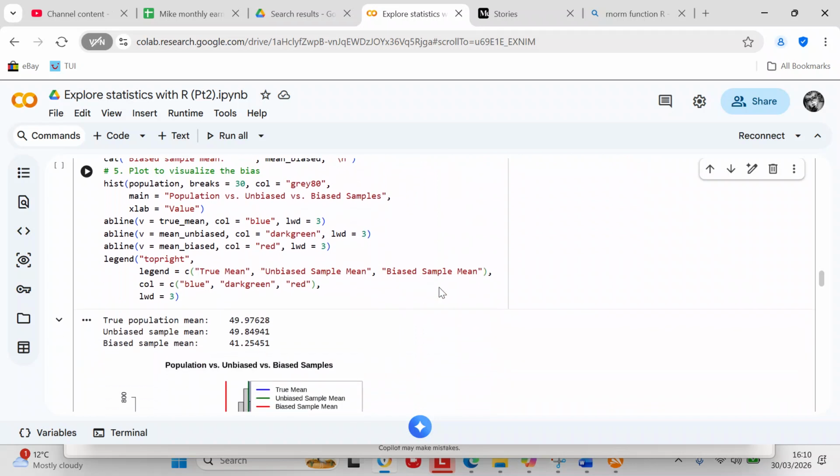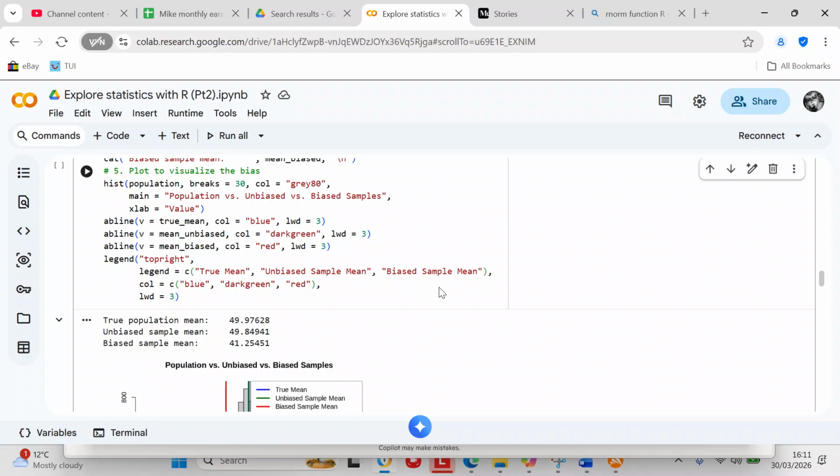So we're going to create a histogram of what we have calculated. So hist brackets population, that's going to be 10,000, comma, breaks equals 30, comma, color equals gray 80, comma, main, and that's your label, equals population versus unbiased versus biased samples. XLab, that's your label. On your x-axis is value.